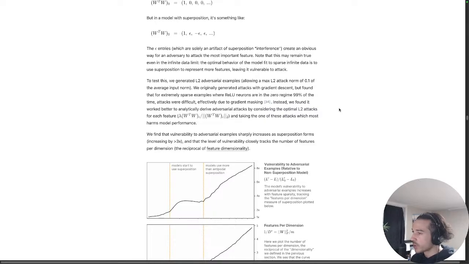Instead, we found it worked better to analytically derive adversarial attacks by considering the optimal L2 attacks for each feature, lambda times W^T W_i over the norm of W^T W_i, and taking the one of these attacks which most harms model performance. We find the vulnerability to adversarial examples sharply increases as superposition forms, increasing by greater than 3x, and that the level of vulnerability closely tracks the number of features per dimension, the reciprocal of feature dimensionality.